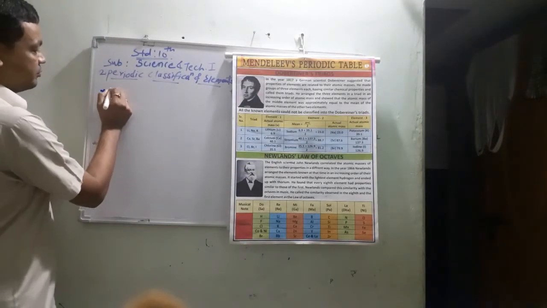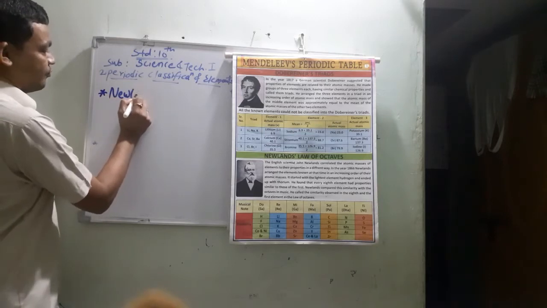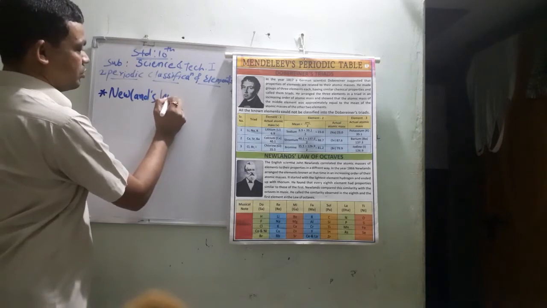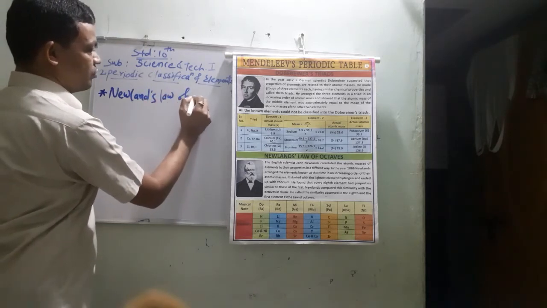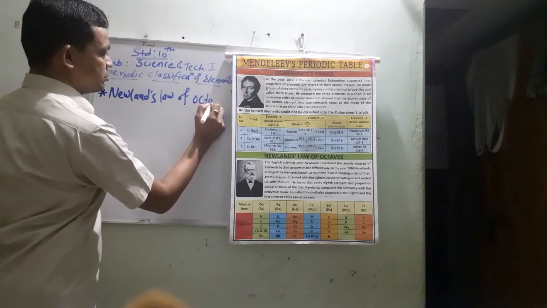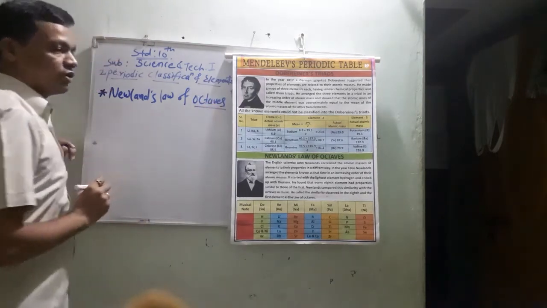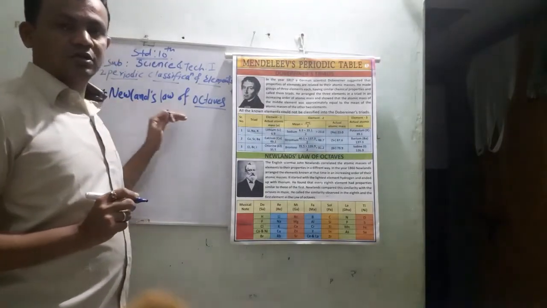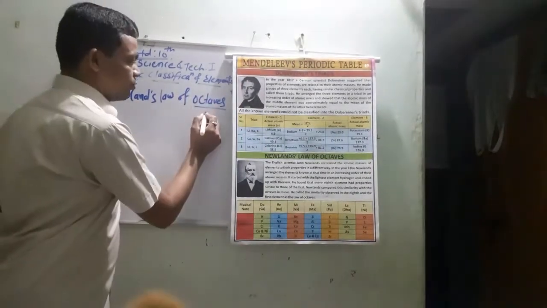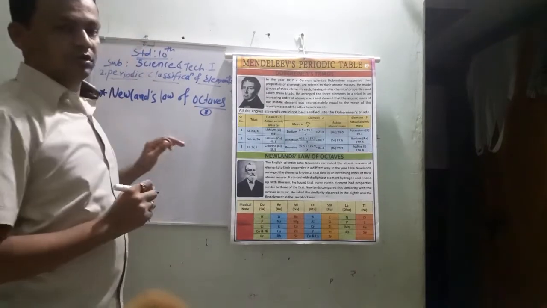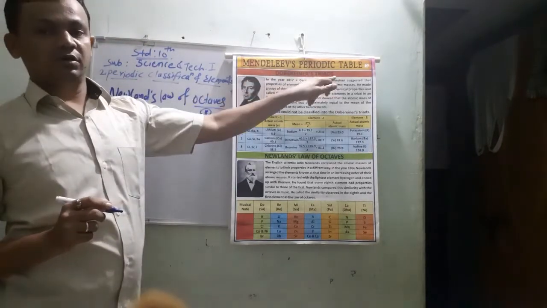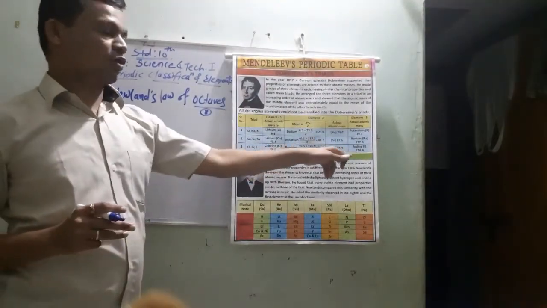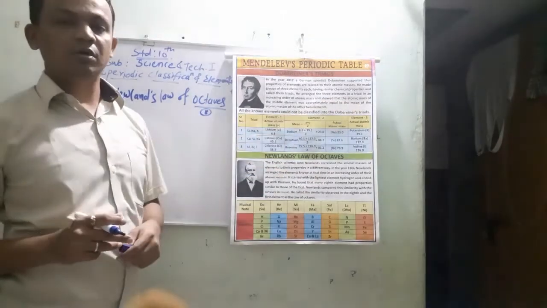See, the second method, Newlands' law of octaves. See the word octaves. न्यूलँडचे अष्टकाचे नियम. This octave denotes the number 8. In the previous Dobereiner's triad, it denotes the number 3. Similarly here, Newlands' law of octaves indicates the number 8.